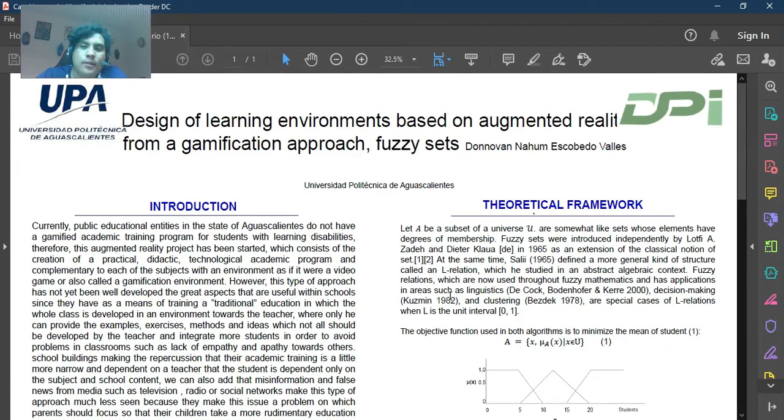Hi, my name is Donovan Naum Valles, and the name of the poster is Design of Learning Environments Based on Augmented Reality from a Gamification Approach.